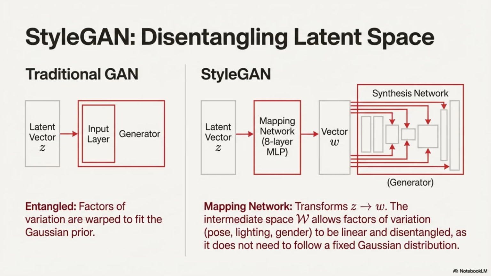The problem is that Z space is a complete mess. It's all tangled up. You move a little bit in one direction to change the hair color, and suddenly the person's age and the background change too. StyleGAN's brilliant idea was to stick another network in between, a mapping network. This network takes that messy Z vector and transforms it into a new, much cleaner space we call W. And the magic of this W space is that it's disentangled. Now, one direction cleanly controls pose, another direction controls hairstyle. It's all separated out. And for control, this was a monumental leap forward.